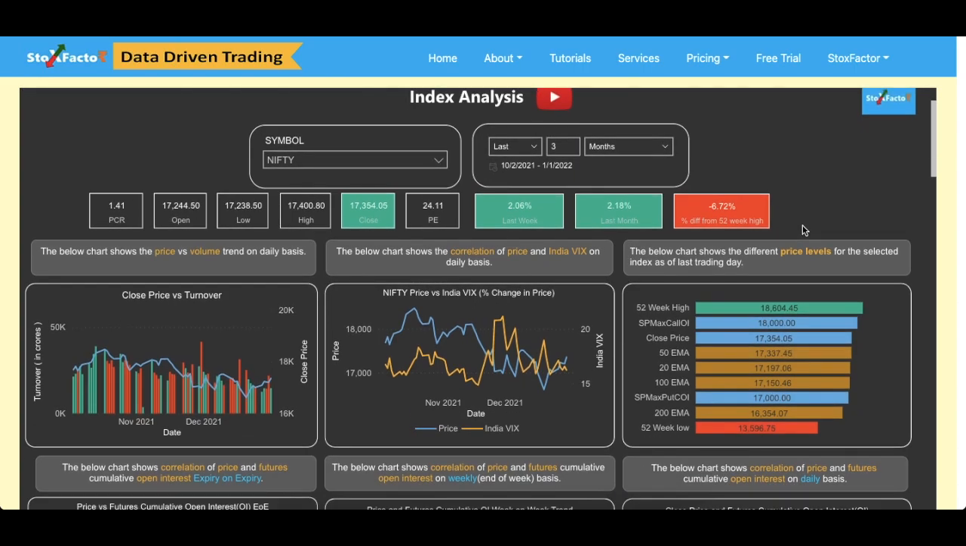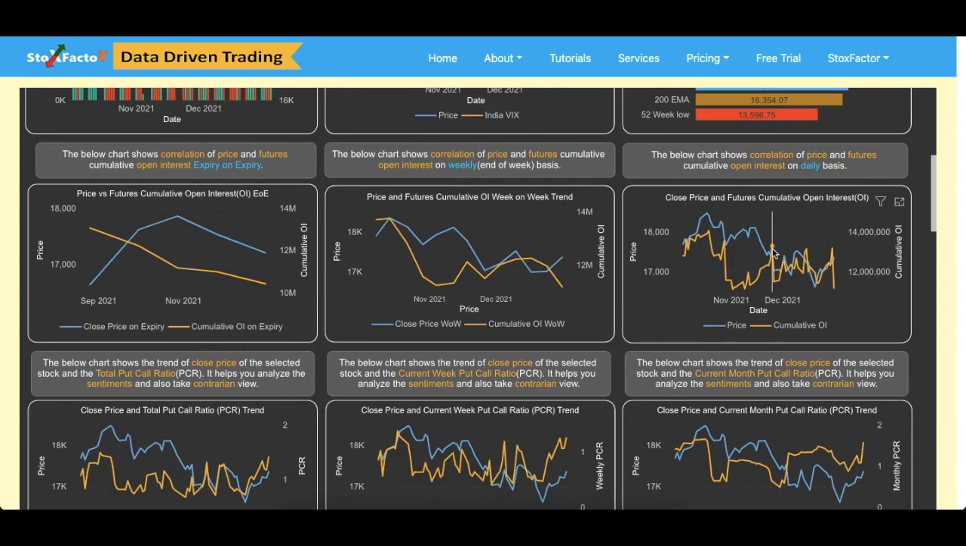Now let's look at the futures data, the futures cumulative open interest data, from the expiry point of view, because we will also analyze the expiry which happened last week. So we can see that overall in the last expiry, long positions were unwound because the price also fell overall and the open interest positions also fell.